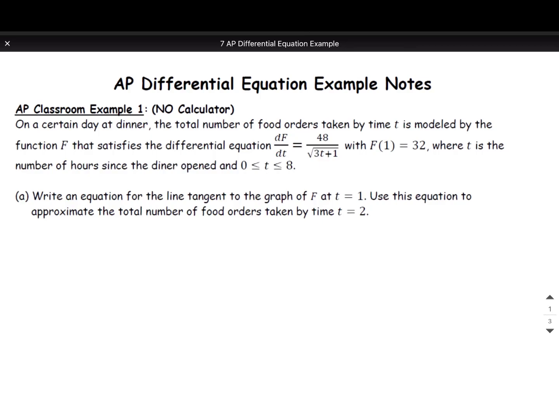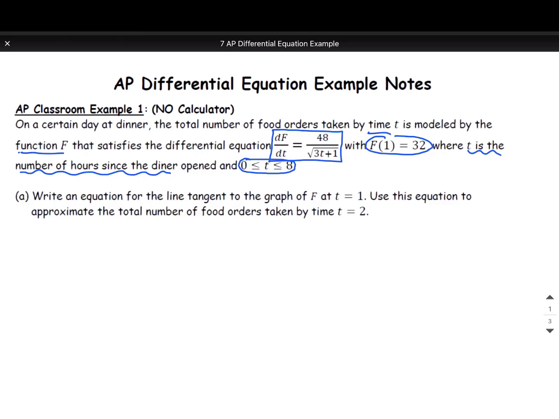Okay, so today we're going to look at an AP differential equation type problem. On a certain day at dinner, the total number of food orders taken by time t is modeled by a function f that satisfies the differential equation df/dt equals 48 over the square root of 3t plus 1, where f of 1 is 32, and where t is the number of hours since the diner opened, and 0 is less than or equal to t is less than or equal to 8. So we have a lot of information in here.